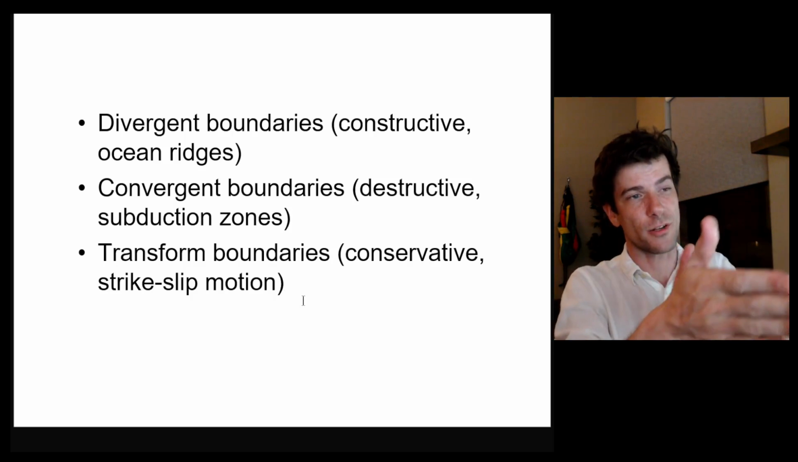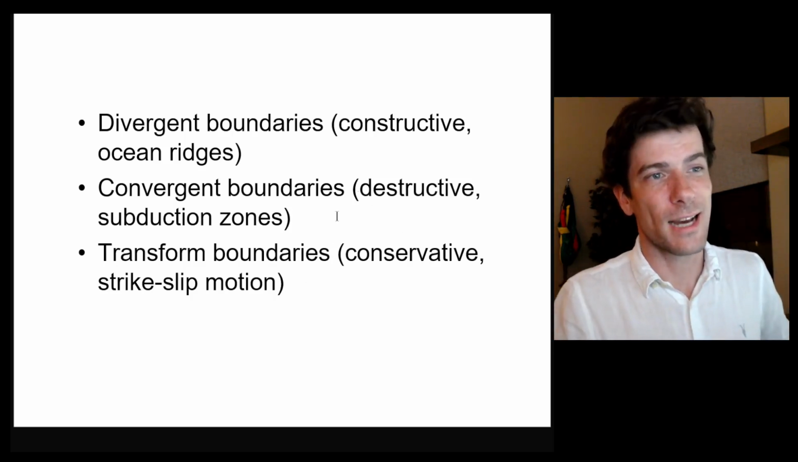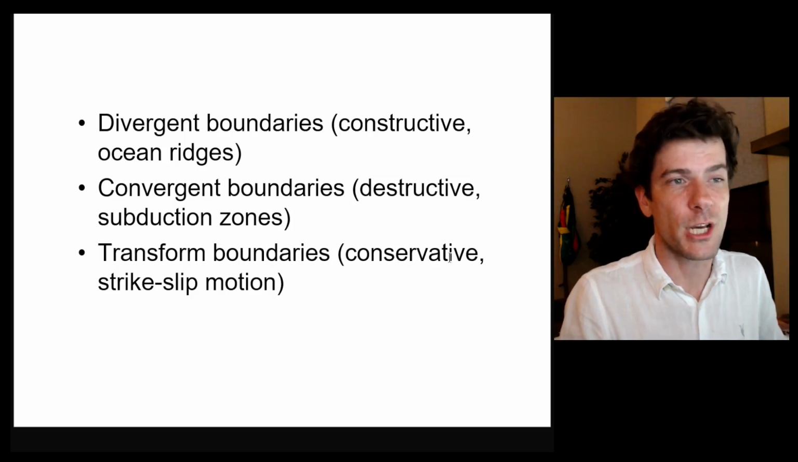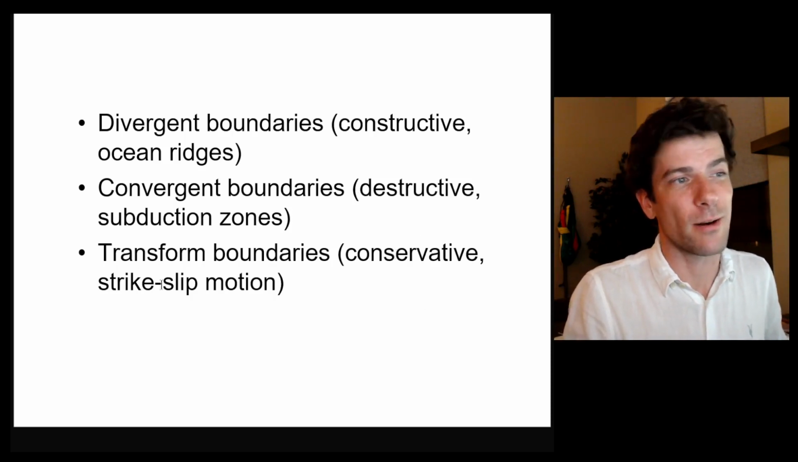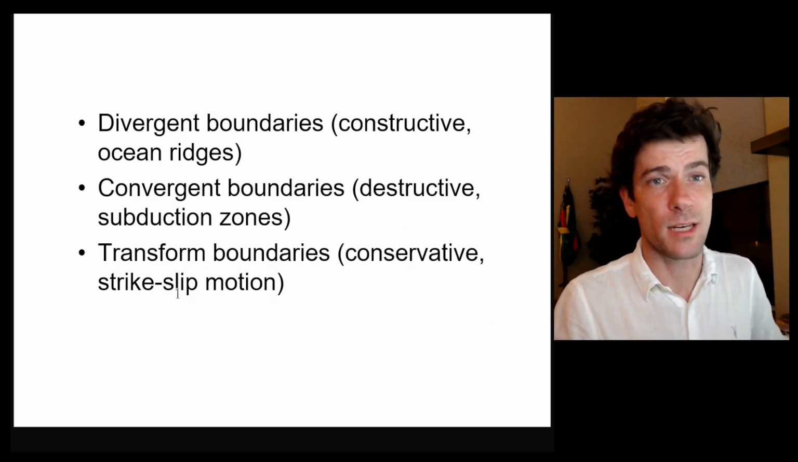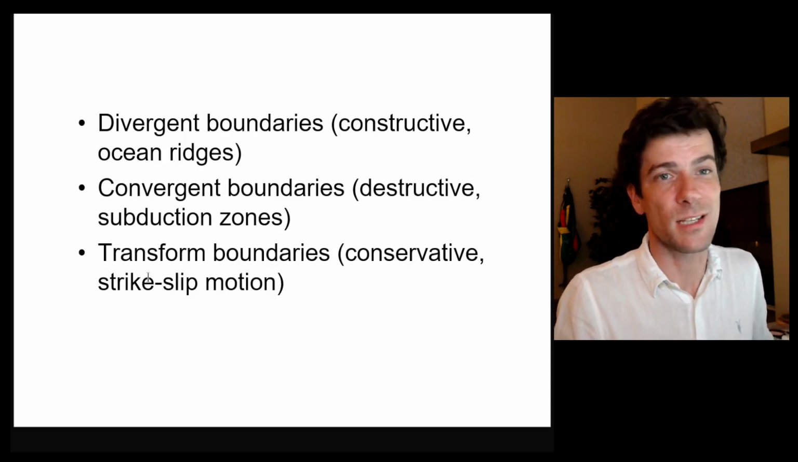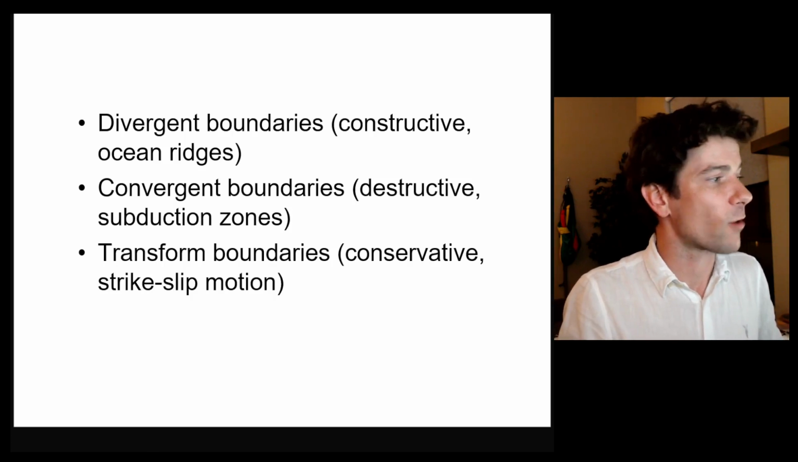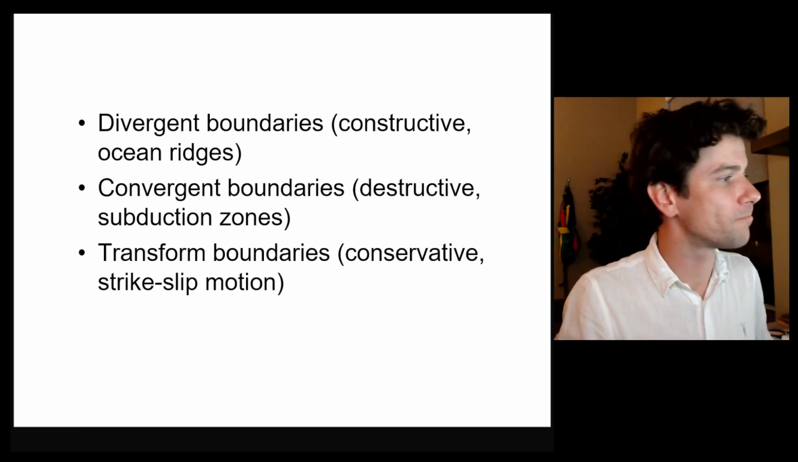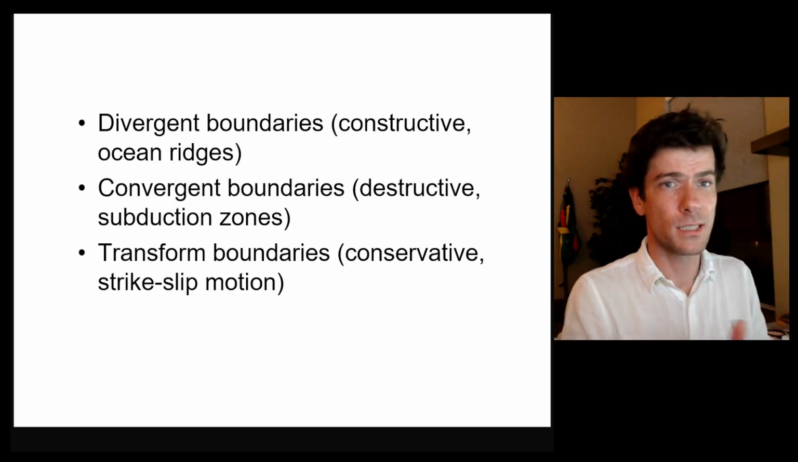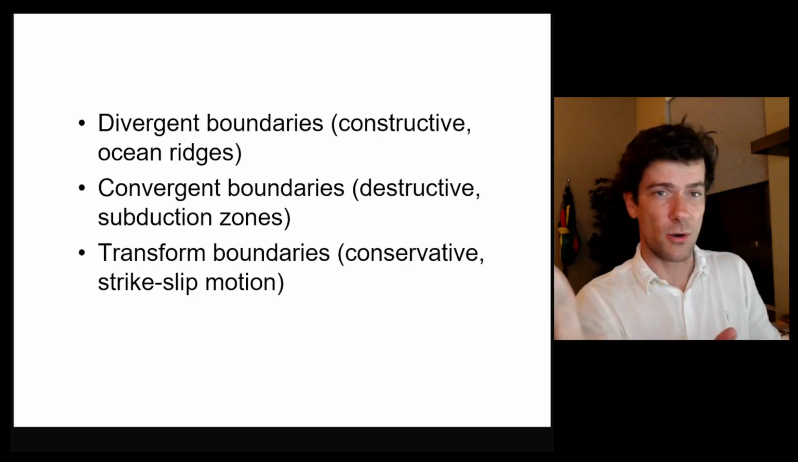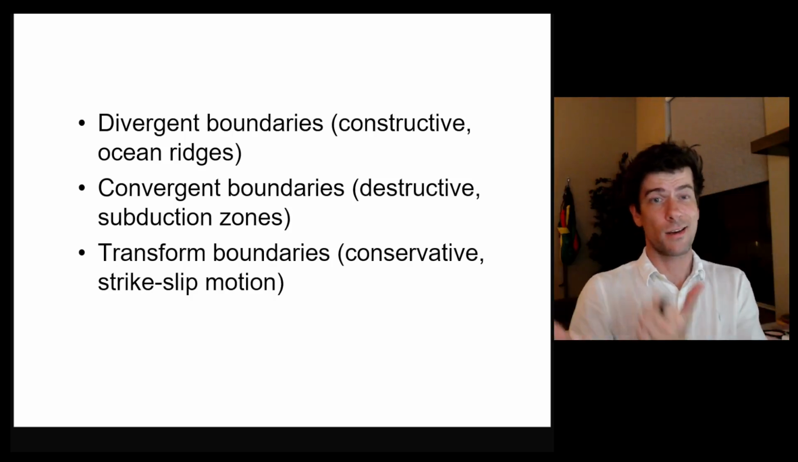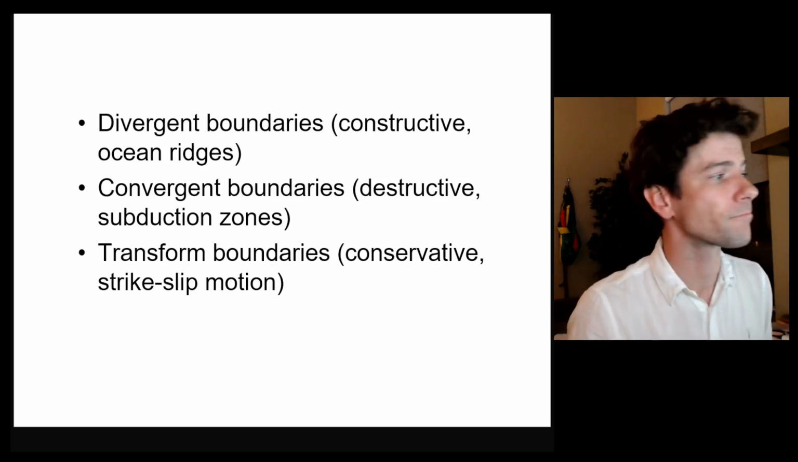Transform boundaries are ones where the plates aren't moving together or away, they're just sliding past each other. And that is kind of a conservative situation. Material is not created or destroyed, generally speaking. And we refer to it as strike-slip motion, a strike-slip fault. So the San Andreas is a strike-slip fault. A right lateral strike-slip fault means that if you're looking at North America from here, the North American plate is going to the right, we're going to the left. Okay.